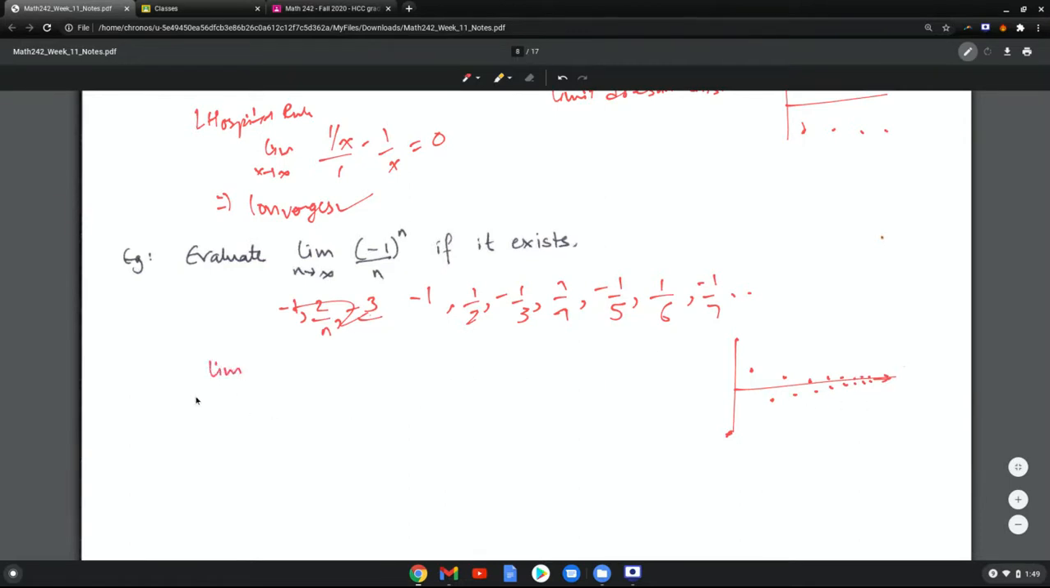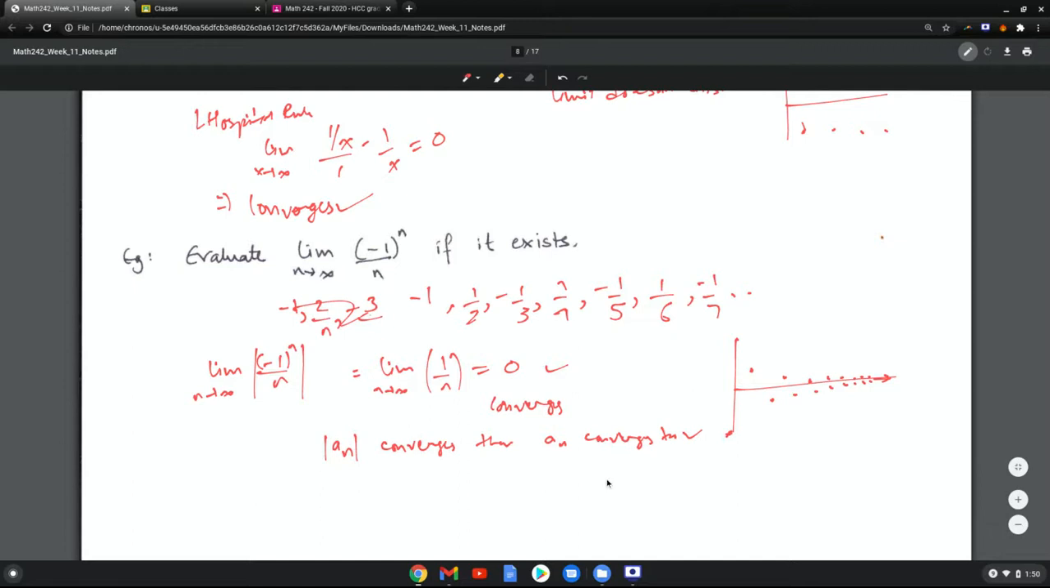What we'll do instead is look at the limit of the absolute value, which is the limit as n goes to infinity of 1 over n, which is 0. So this converges. And remember that if the absolute value converges, then the actual one also converges. Right? So it converges and the limit is 0.